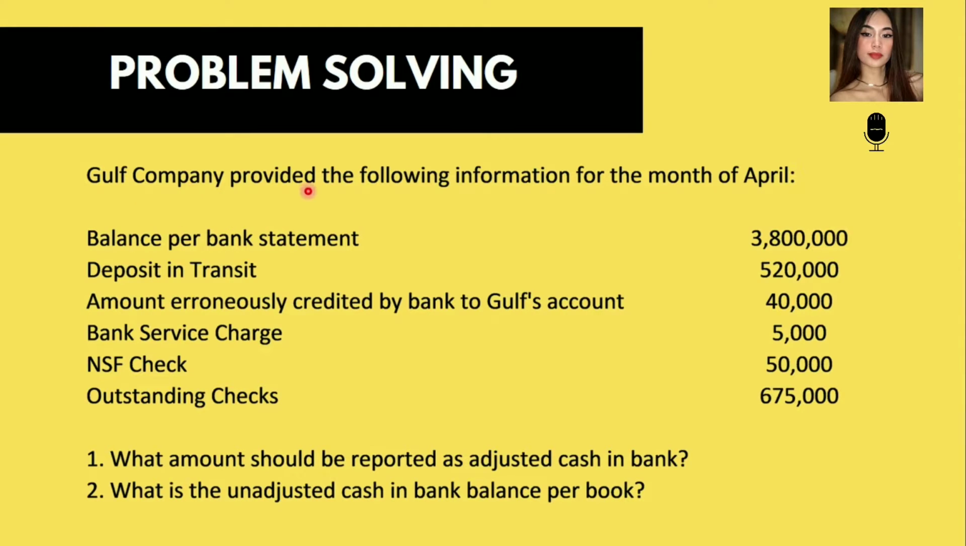Number 2 short problem. Gulf Company provided the following information for the month of April. Balance per bank statement 3,800,000, deposit in transit 520,000, amount erroneously credited by bank to Gulf's account 40,000, bank service charge 5,000, NSF check 50,000, outstanding checks 675,000. So what amount should be reported as adjusted cash in bank, and what is the unadjusted cash in bank balance per book?